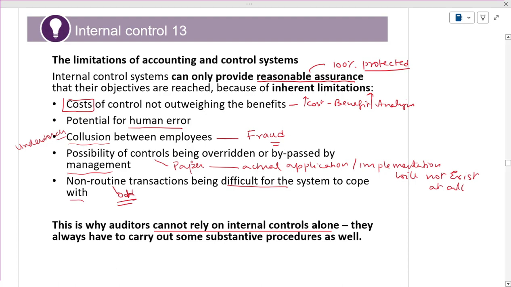This is one way of understanding. You have controls, you have tests of controls. They always have to carry out some substantive procedures as well.